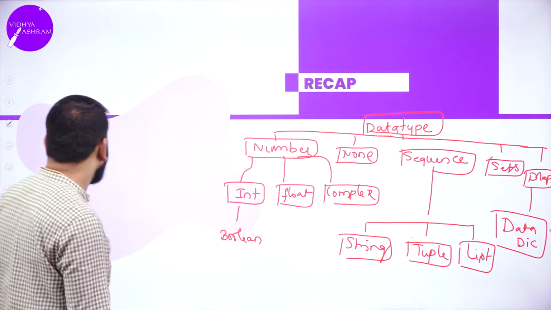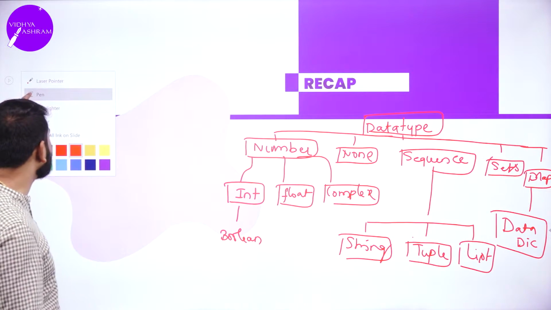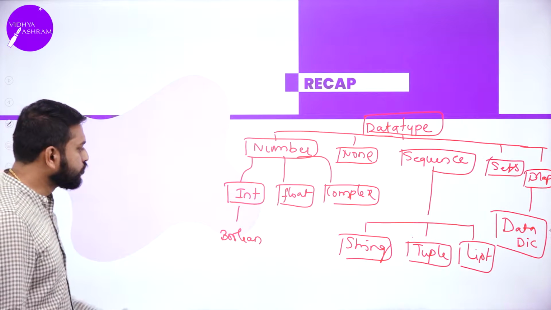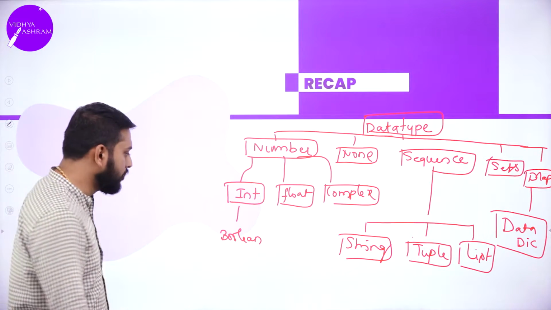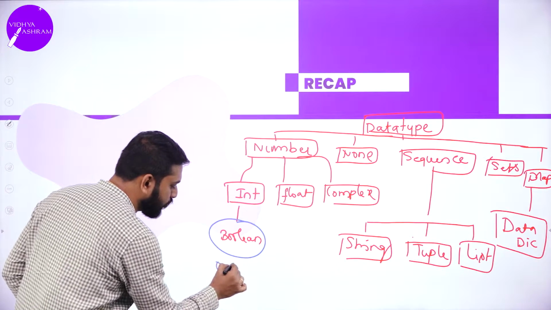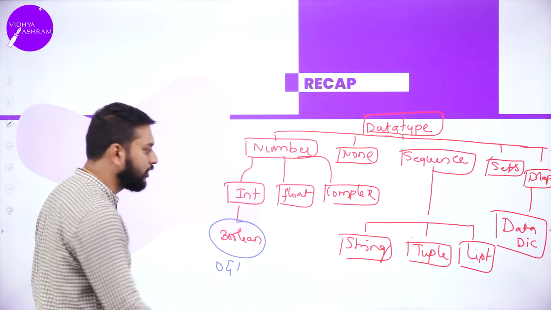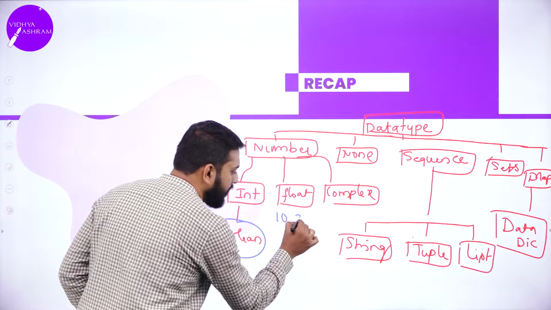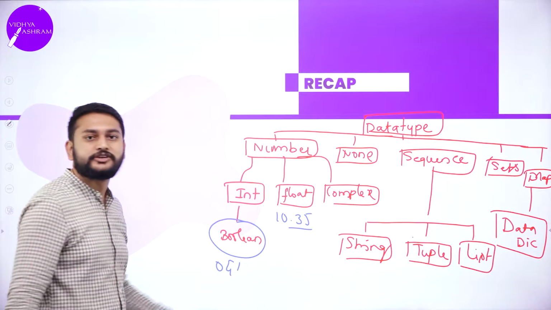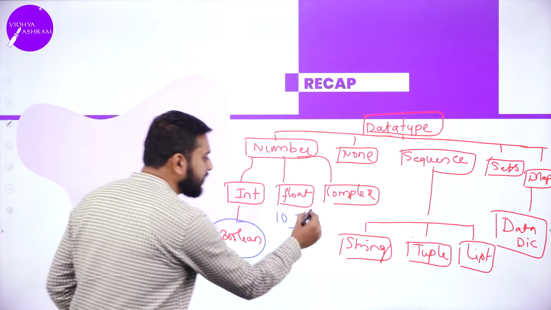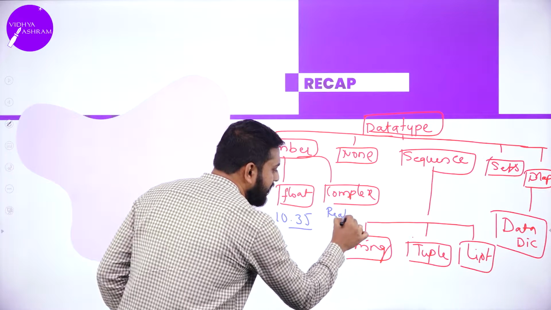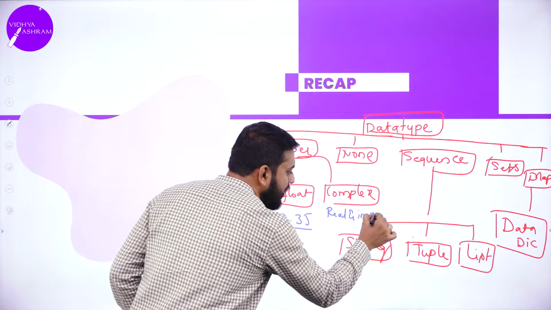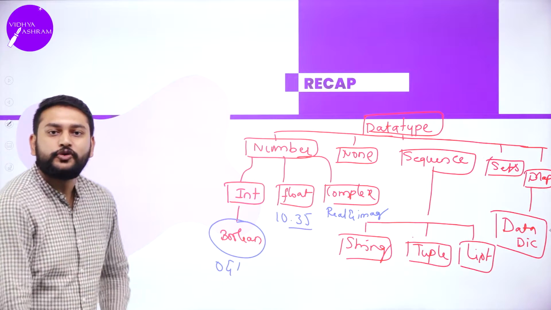Let's have a quick recap of what exactly each data type is about. Integer means whole number. Boolean means zeros and ones, that's what you have to remember. Float means something like 10.35, which you will call a floating point. Yes or no? Complex number means real and imaginary number. Real and imaginary number is what you have to remember.